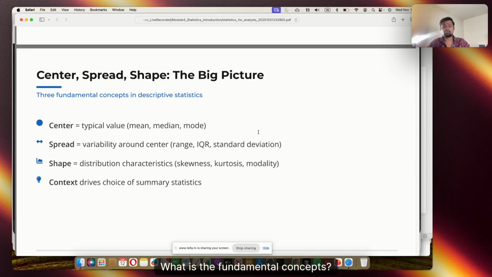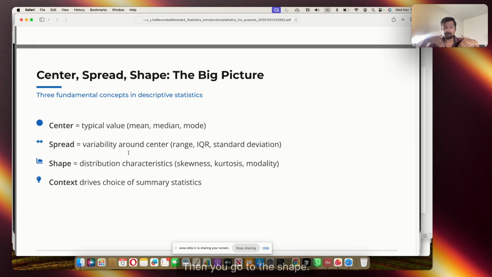So in short, very simply, these are the fundamental concepts in descriptive statistics. What are the fundamental concepts? First, you need to identify the center. Center can be the mean, the median, or the mode. You need to learn the difference between mean, median, and mode, and in what circumstances and scenarios you should use each of these three values to find the center. Then you go to the spread. Spread is all about the variability around the center. To find the variability around the center, we need to understand the range in the data. Then we need to identify the interquartile range. Then we need to identify the standard deviation.